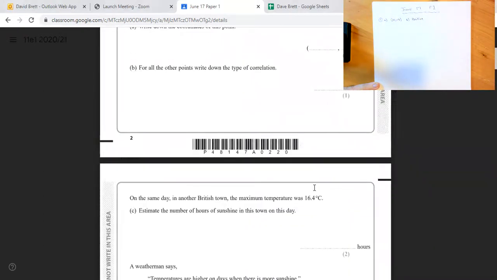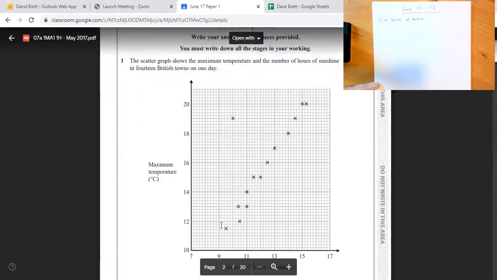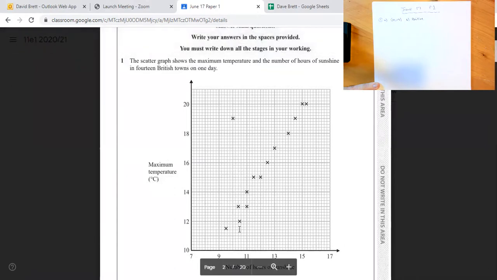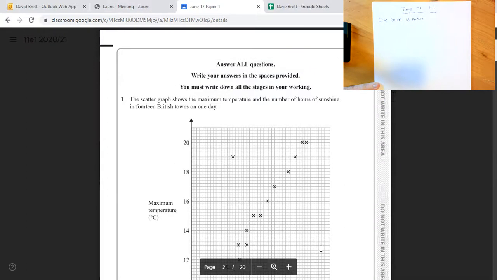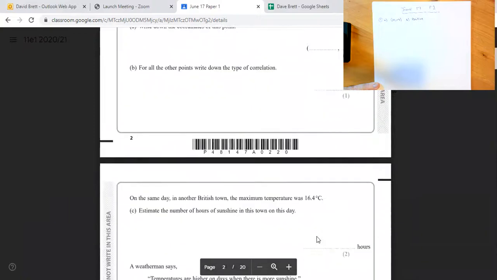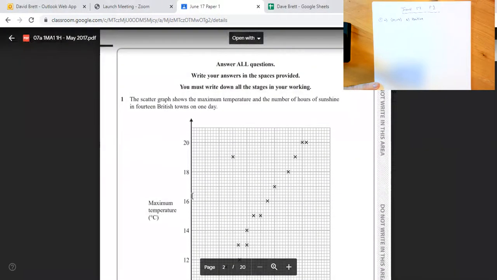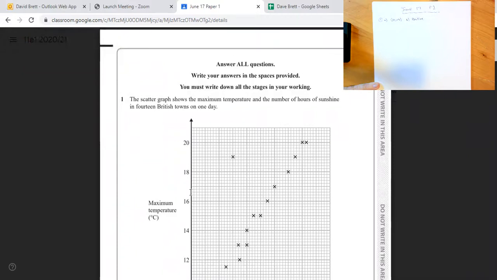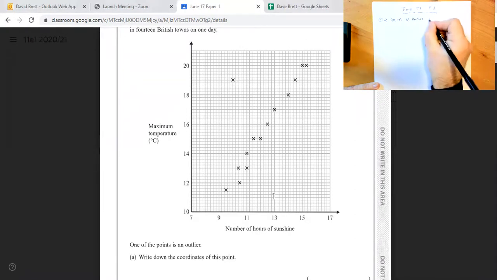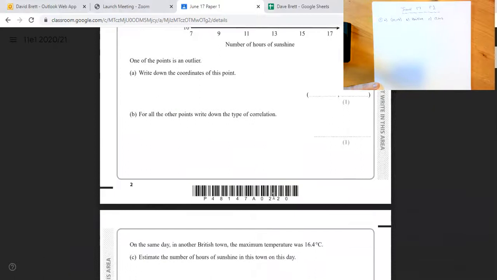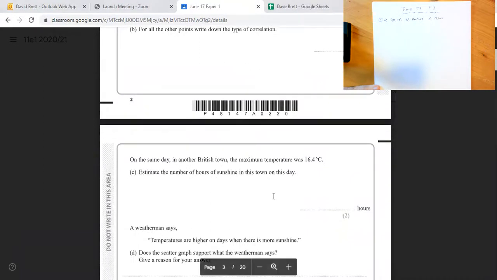On the same day, in another British town, the maximum temperature was 16.4 degrees. Estimate the hours of sunshine. For this, I need to put in my line of best fit. Go up to 16.4 degrees: 16's there, 17's there, so 0.4 is 2 little notches. Read across, and it's going to be somewhere around 13 hours. Obviously, if I had the paper printed, I would have done my line of best fit properly.